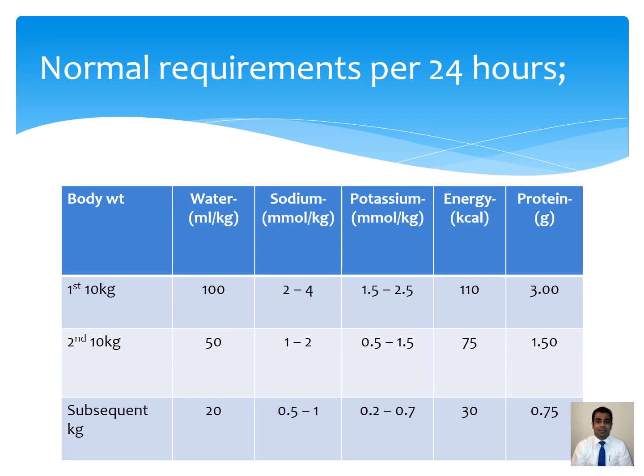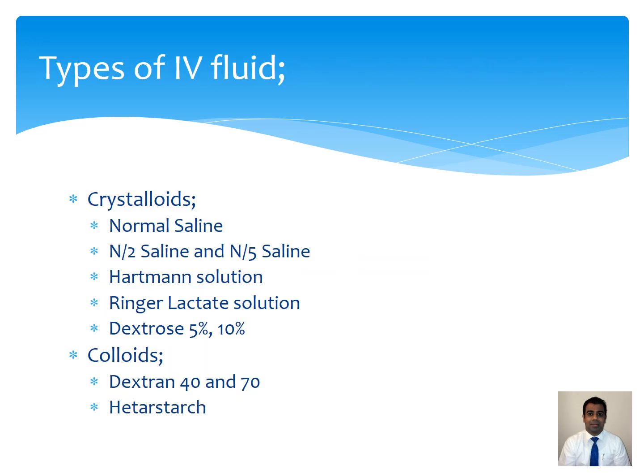And as you see, with sodium, potassium, energy and protein as well, the requirement is higher in the first 10 kilograms. Say for instance for sodium it's 2 to 4 millimoles per kg, for the second 10 kilograms it's 1 to 2, and for every subsequent kilogram that is above 20 kilograms it's 0.5 to 1. And a similar pattern is seen when dealing with energy and proteins as well.